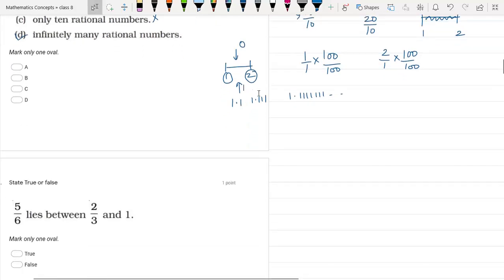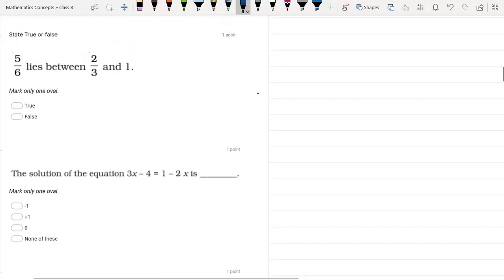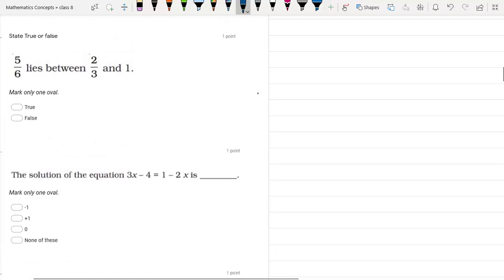Now, the next question is a straight true or false: 5 by 6 lies between 2 by 3 and 1. So first of all, the numbers given to us are 2 by 3 and 1. Let's write 1 as 1 upon 1. Now we have to check whether 5 by 6 lies between them or not. In that case, what if we make their denominator 6? That will make it easy.